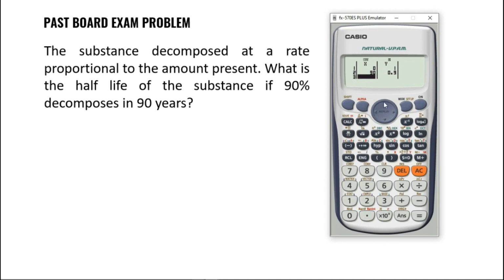Now, kompleto na yung ating values. So ito guys, what is the half-life? Ang hinahanap natin dito guys is number of years or yung time. So x. So punta tayo ng, so AC lang.